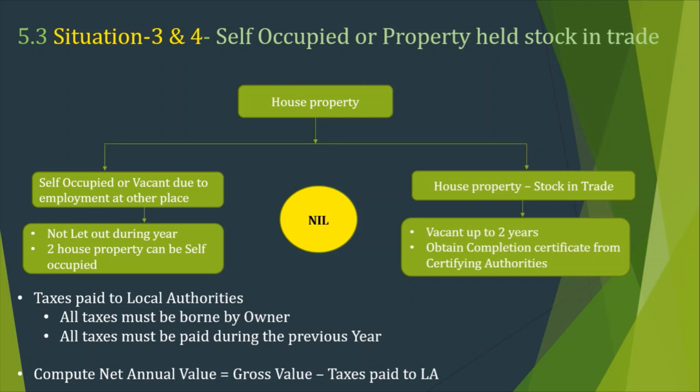If a person has house properties which are held as stock in trade, mainly builders with many unsold flats, and they are vacant during 2 years from the end of the financial year in which they received the completion certificate from the certifying authorities, then the value shall be nil. And the same thing, taxes paid to the local authority by the owner during the previous year shall be a part of deduction, and to compute the net value, that will be deducted.